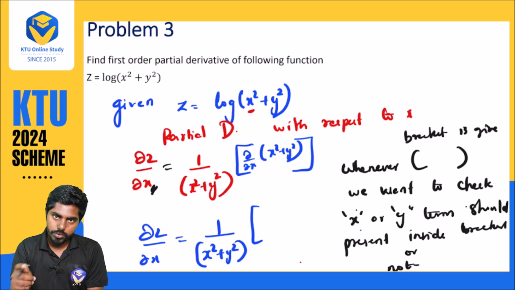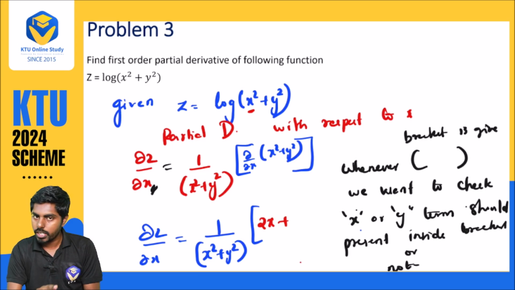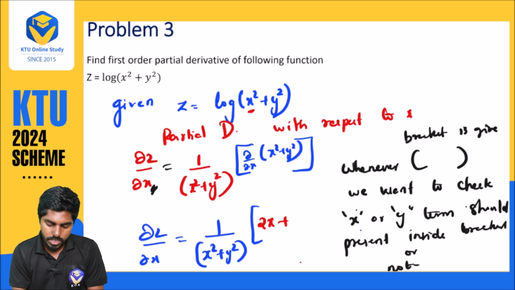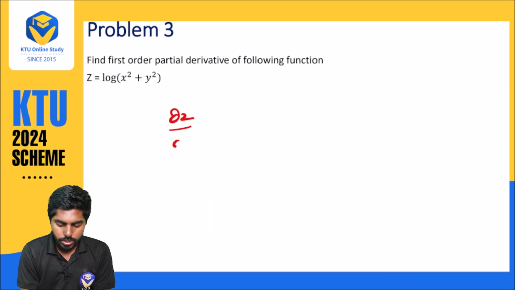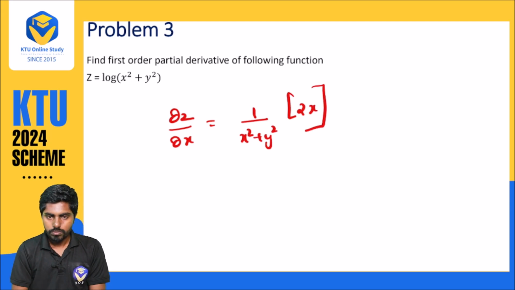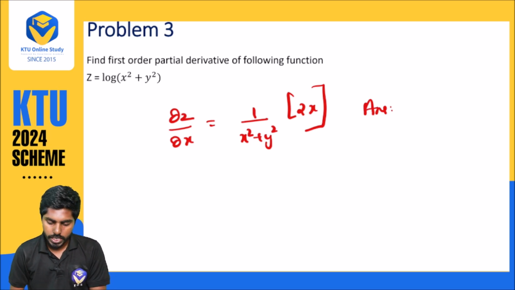So when you are taking the partial differentiation inside the bracket, what is happening? When you are differentiating x square, we will get 2x. And y square here is a constant term, so when you differentiate the constant term, we will get 0. So what is our answer? Dou z by dou x is equal to 1 divided by x square plus y square into 2x. So this is our required answer for dou z by dou x.